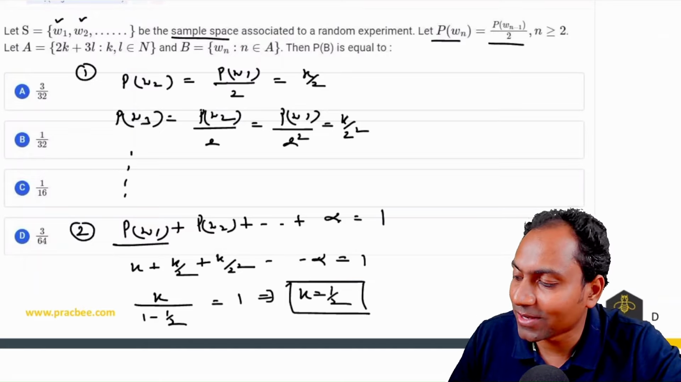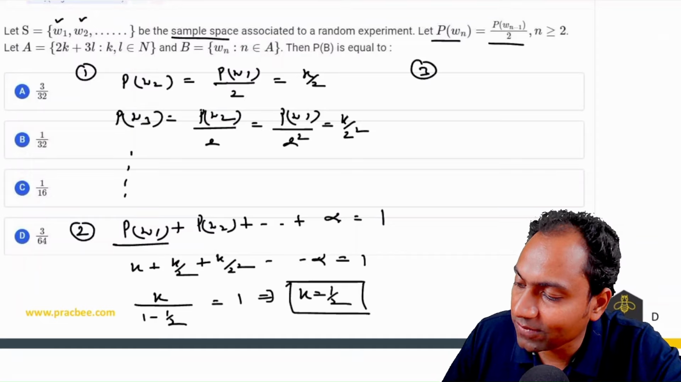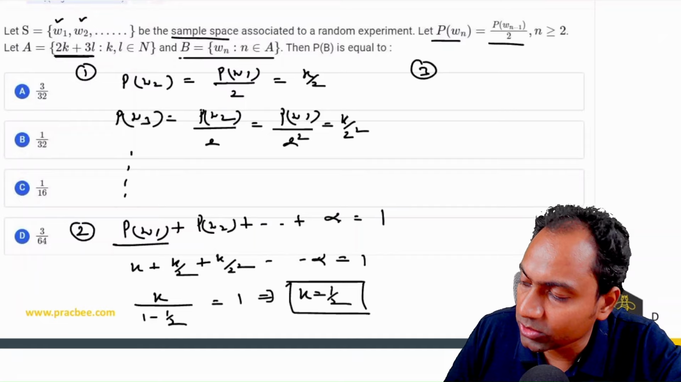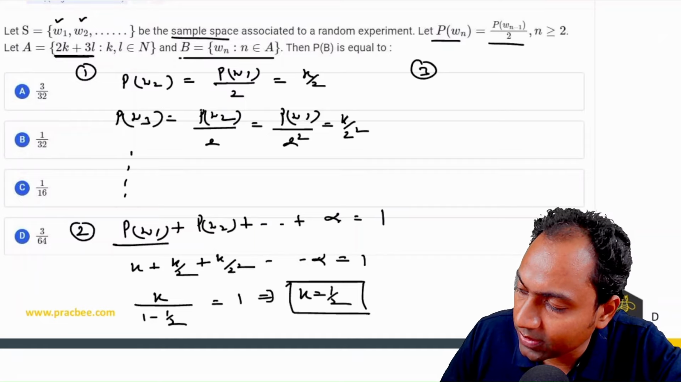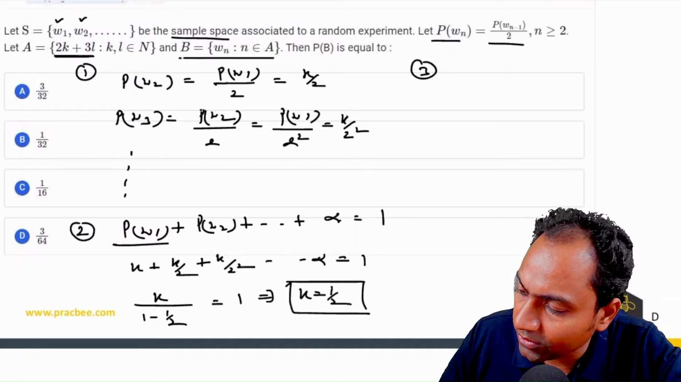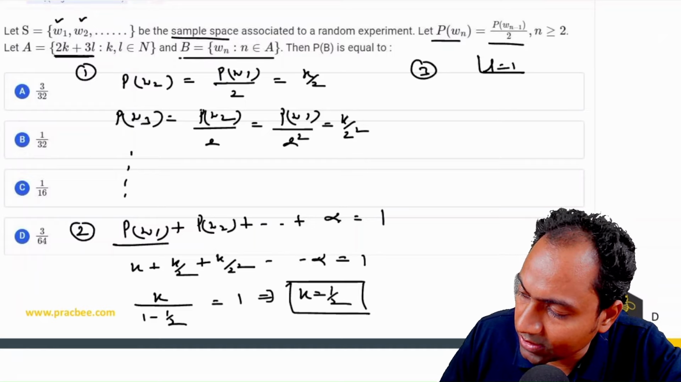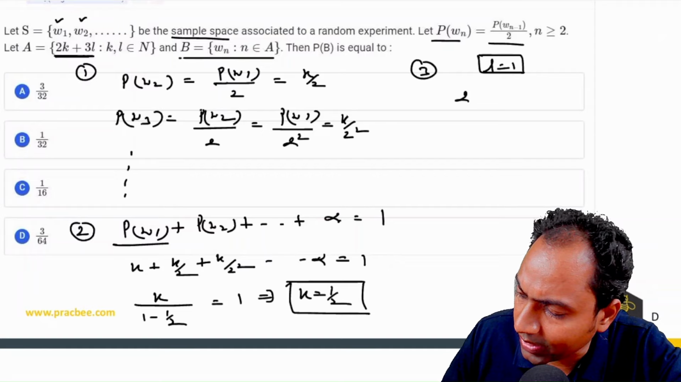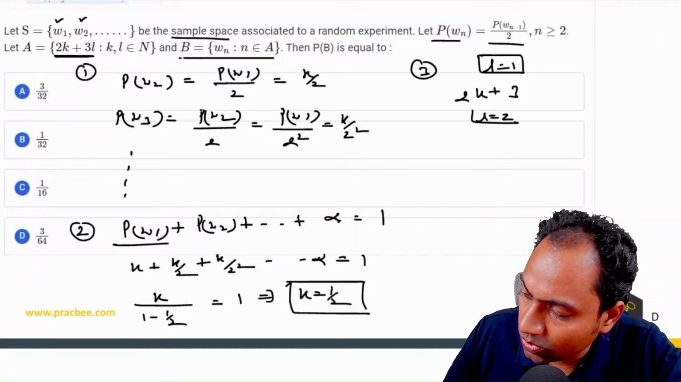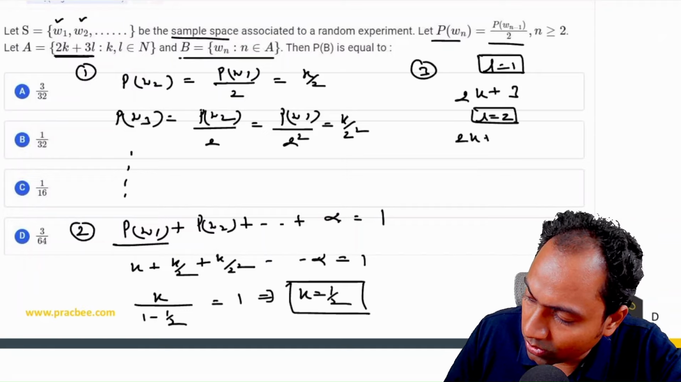Now let us come back to the third part, that is the question part. Now what they're saying is, what are the values of A that are possible? So if I write all the possible values of n, a very good way to write would be, first let us take the value of L as 1. So if I consider the value of L as 1, and I will also tell you why I am doing it, it becomes 2K plus 3. And if I take L as 2, it becomes 2K plus 6.